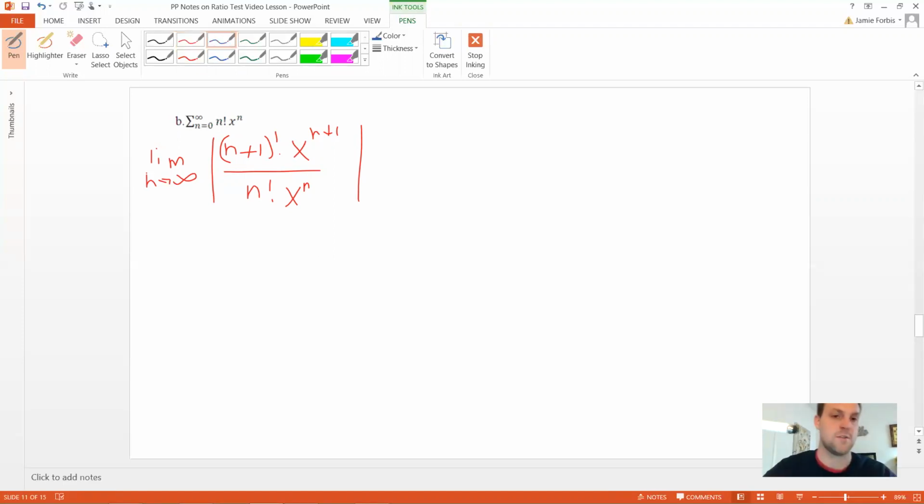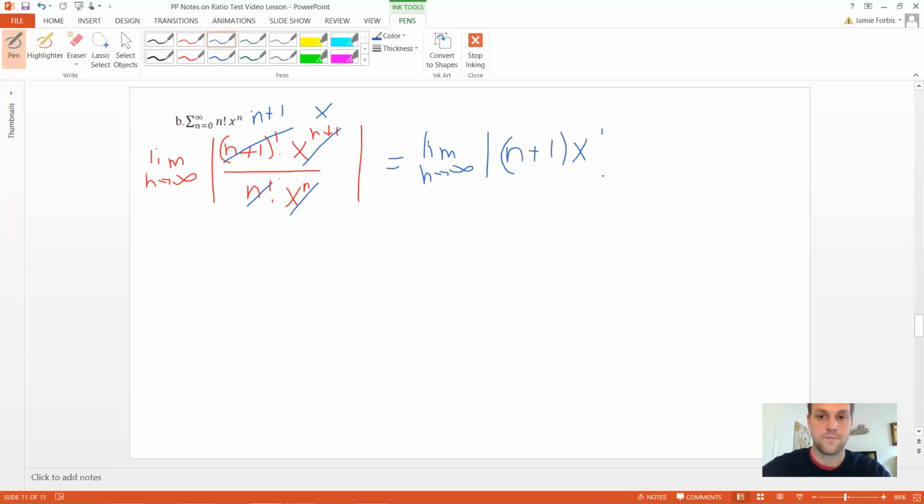So same as before with ratio test, I can simplify this n factorial and this n plus 1 factorial to just n plus 1 on top because the n factorials cancel. The x to the n plus 1 and x to the n is going to cancel to just x on top. So what I'm left with is the limit as n is approaching infinity of the absolute value of, all we have is just n plus 1 times x. Okay.